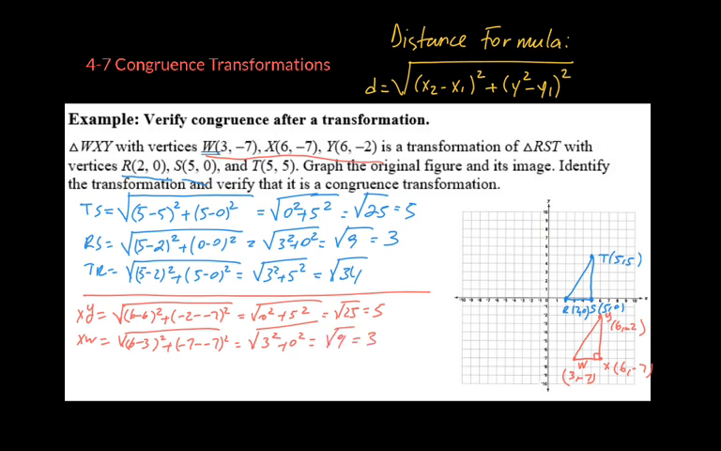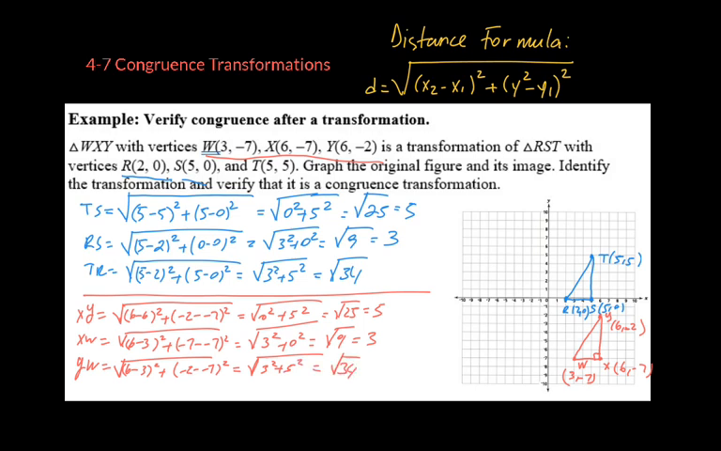The last side of the red triangle is YW, and the length of this side is 6 minus 3 squared plus -2 minus -7 squared. Right here we have 3 squared. -2 minus -7 is +5, and when we square that one, we get radical 34.